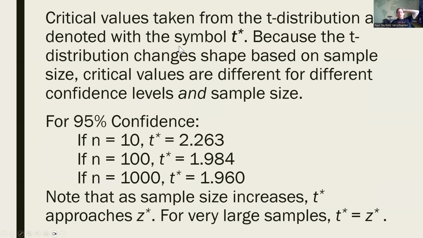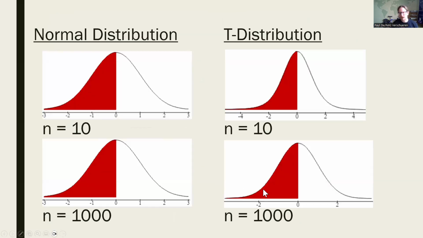Critical values taken from the t-distribution are denoted with the symbol T star, because the t-distribution changes shape based on sample size. Critical values are different for different confidence levels and sample sizes. For 95% confidence, if n equals 10, T star is 2.263. If n is 100, T star equals 1.984. If n equals 1,000, T star equals 1.960. Note that as sample size increases, T star approaches Z star. By the time we get to 1,000, there's no difference: they're both 1.96 for 95% confidence intervals. This is just another example of how these things become more and more identical with larger samples. Really, this is just a fix for the variability in small samples.